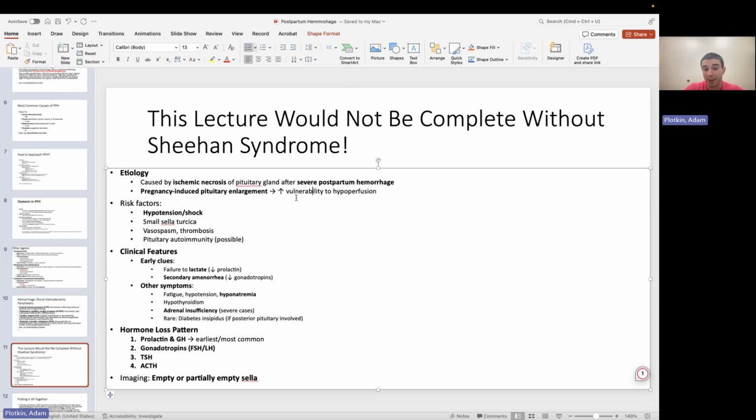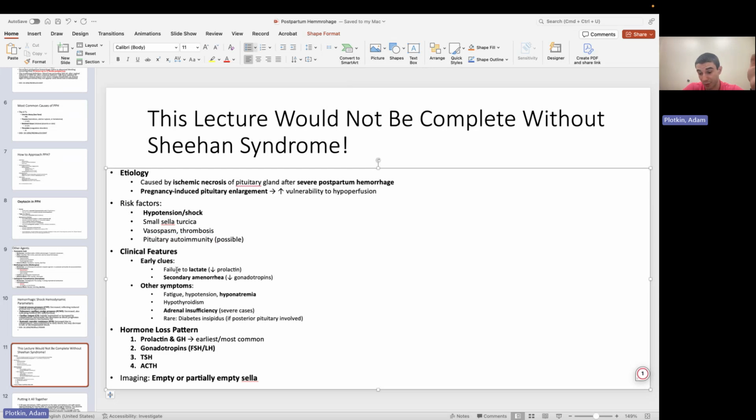So then you get a patient with postpartum hemorrhage who loses a lot of blood. There's a lack of blood flow now to my anterior pituitary, okay? And you can kind of see what's happening, right? We're going to talk about it. So some risk factors: hypotension or shock, if the patient has a small sella turcica where the pituitary sits, vasospasm or thrombosis, or potentially even autoimmune. But really what's going to happen, we're cutting off blood supply to the anterior pituitary.